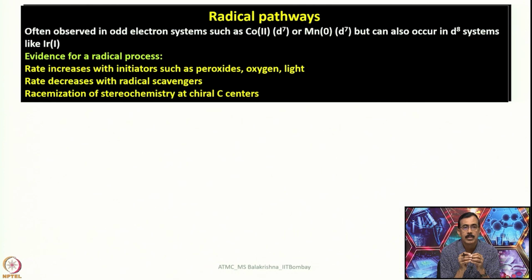Now the third one, radical pathways. Radical pathways are always followed by metals having odd electron systems, such as the cobalt 2 d7 system or the manganese 0 d7 system, which exclusively follow the radical pathway mechanism. It does not mean that other electronic configurations having an even number of electrons do not follow it. Even a d8 system can sometimes follow radical pathways.